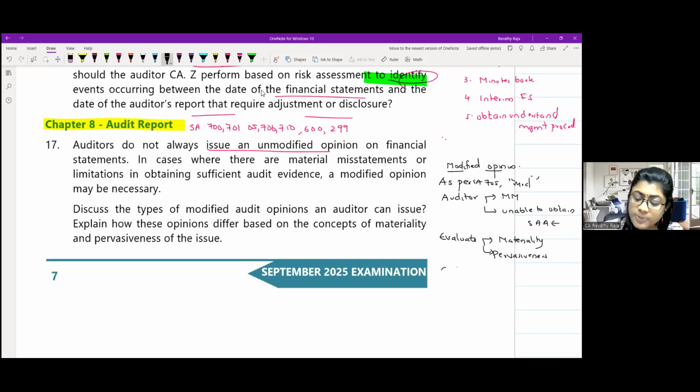Now you will explain about qualified, adverse, disclaimer in detail. This is where you have to elaborate. No need of a conclusion, no need of "in the given case."